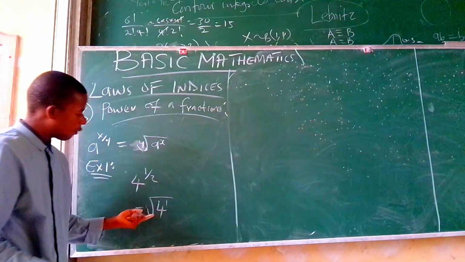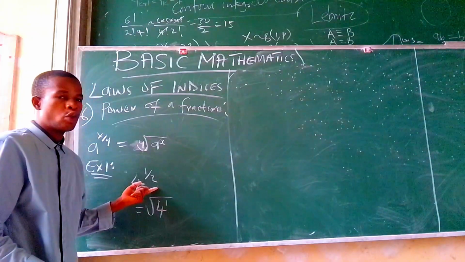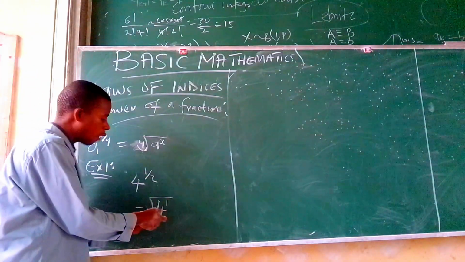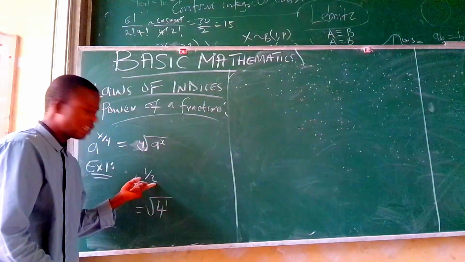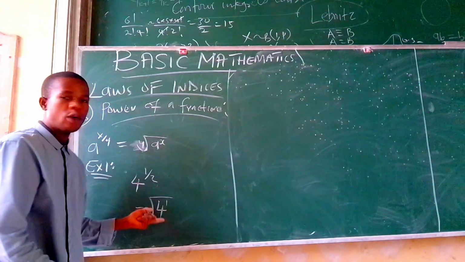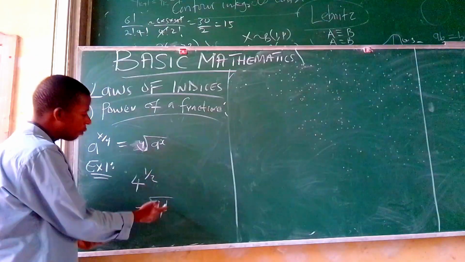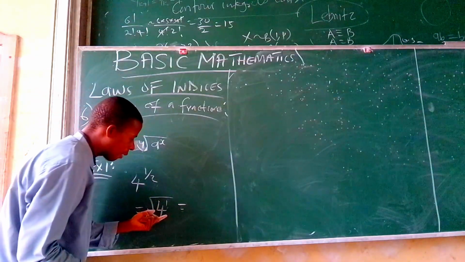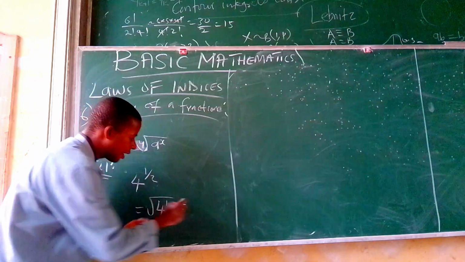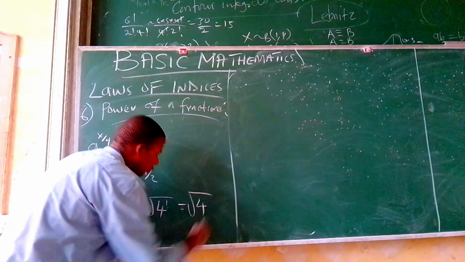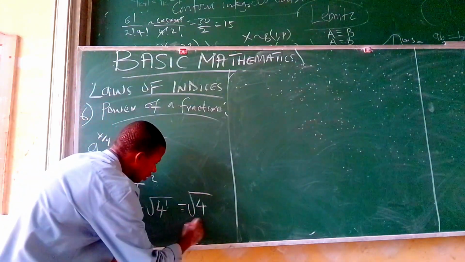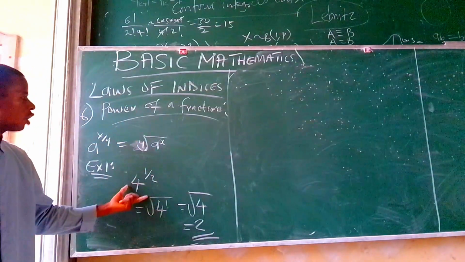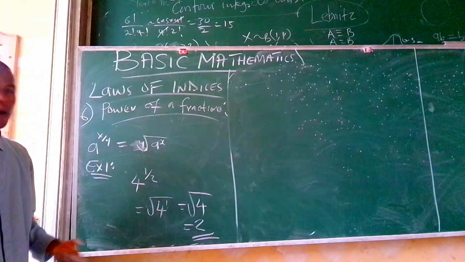Now we take the root of this because of the 2. It's only 2 we take as a root. But if this was 3, this would turn to the cube root of 4. But since the denominator is 2, we take the square root of 4, and then the 1 will be on top of the base. Anything that's to the power of 1 is the same as that number, right? This is the square root of 4. Now the square root of 4 is equal to 2. This is how to solve this kind of question using the power of a fraction law of indices.